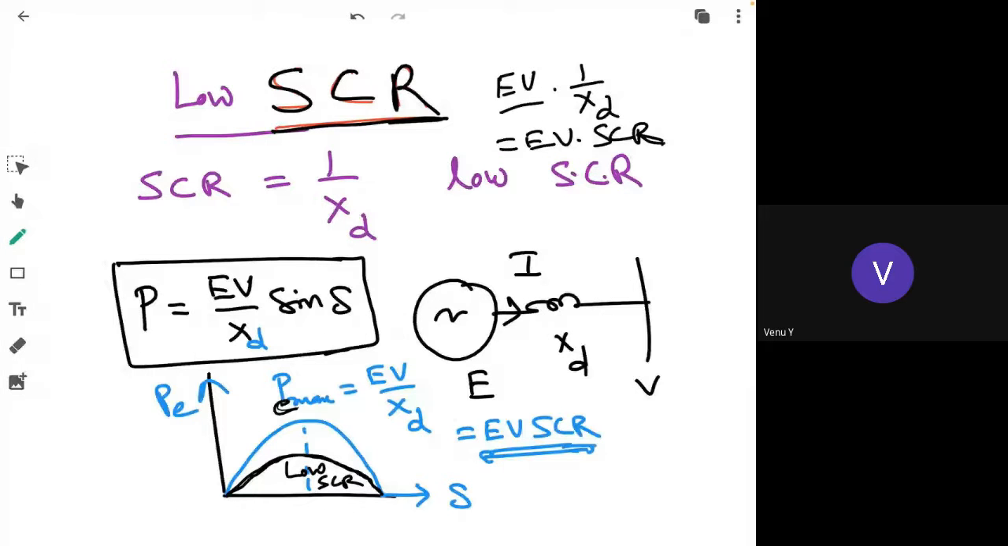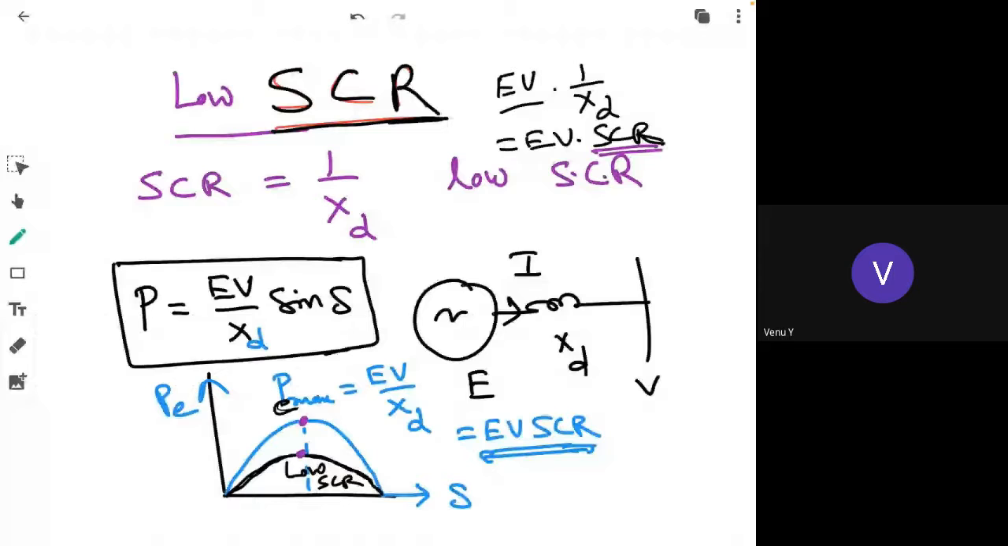Power angle equals, so this is the half sine wave, delta versus PE, and at the maximum point, PE max is equal to EV by XD, EV into 1 by XD. 1 by XD is nothing but SCR. Now, when SCR is low, naturally P max is also very low. Therefore, in the second curve, low SCR, the margin is very low.